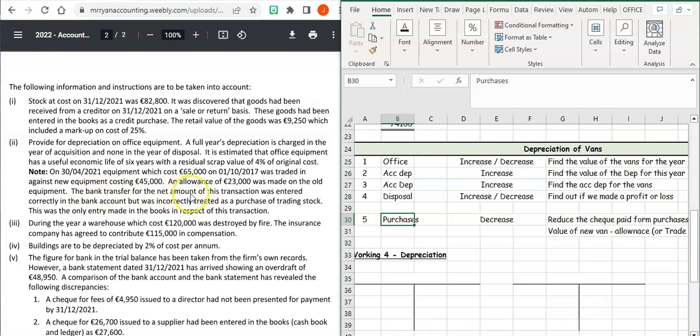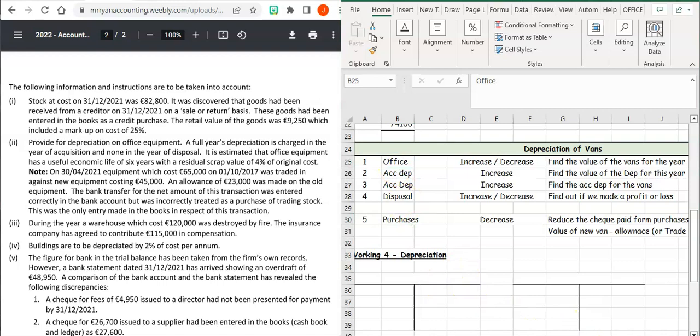The bank transfer, the net amount of this transaction, was entered correctly in the bank account, but incorrectly treated as purchase of trading stock. This was the only entry made in the books in respect of this transaction. So basically what they said is, this transaction for $45,000, we included it in our purchases, which it shouldn't be. We got an allowance of $23,000, so we only paid $22,000 for it. So we need to reduce our purchases by $22,000. So let's have a look and see what that actually means, taking into account these 5 steps that we have to do with depreciation. Our office equipment is going to be first.